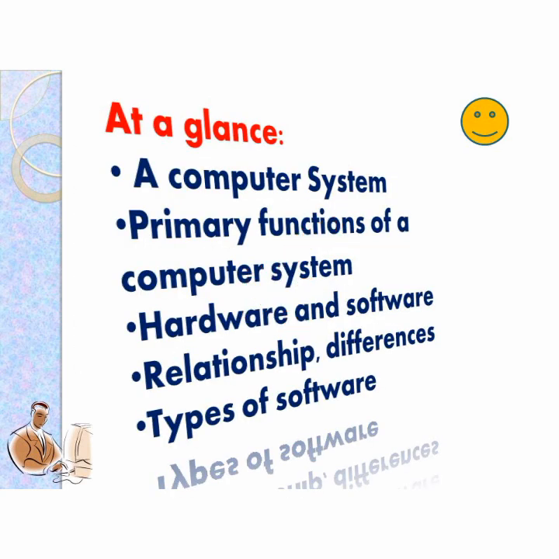Today we have covered computer system, then primary functions of a computer system, then hardware and software relationship, and different types of software. Also we discussed the difference between hardware and software. Clear? So your duty is to read what I have taught today. After that I will give you certain questions and you will do them and send them to me.